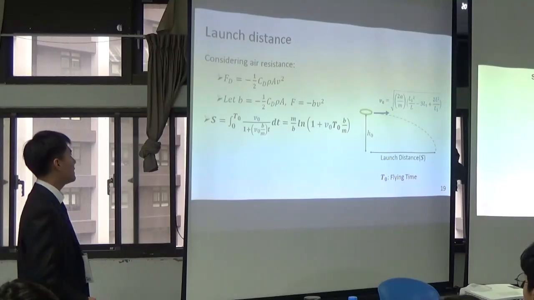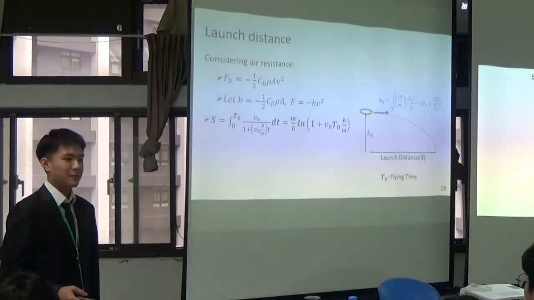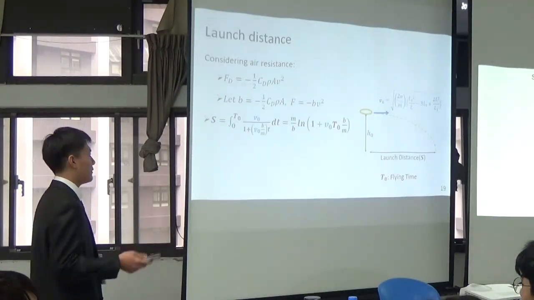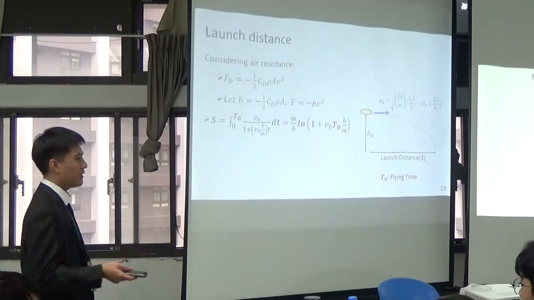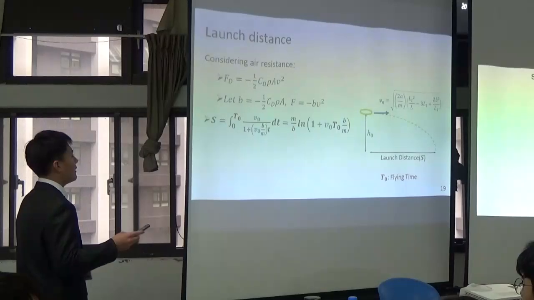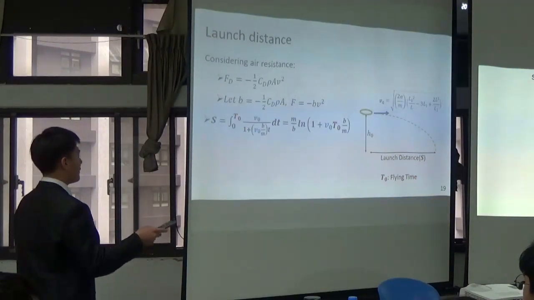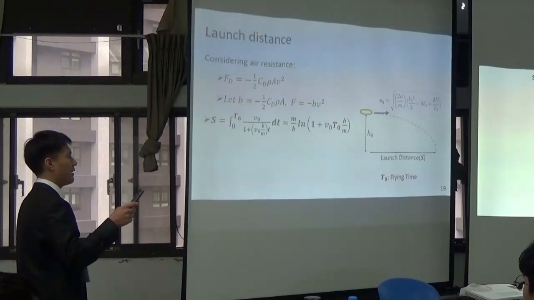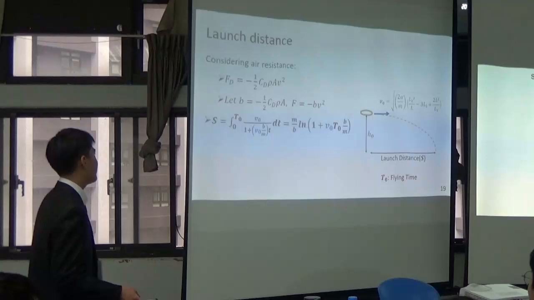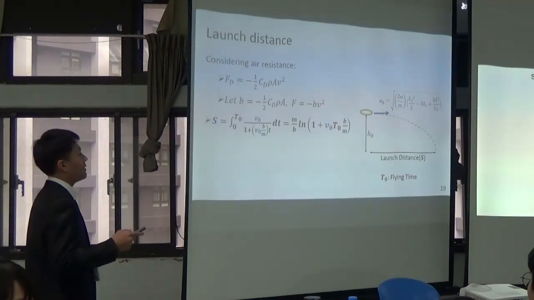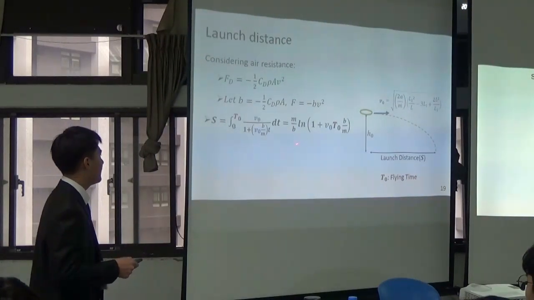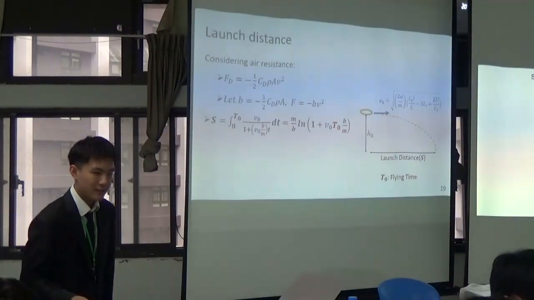And for the launch distance, we have to consider air resistance because it's a very important factor, because of the rubber band's small mass. This is the equation for the drag, and we let B be the constant in front of the v squared, so we can easily calculate it. And so we integrate over time, and then we can get this equation, so we can calculate the launch distance.